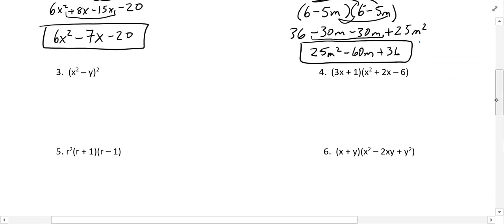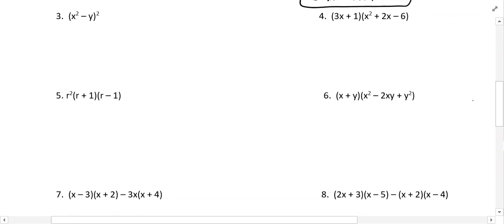All right, let's go ahead and take a look at the next one. Again, it's quantity squared, so you want to make sure you're writing it out twice. x squared minus y times x squared minus y. And then you're going to distribute. So I'm going to get x to the 4th.